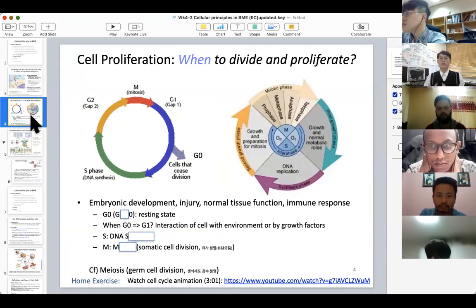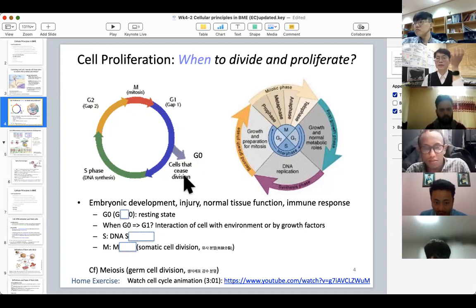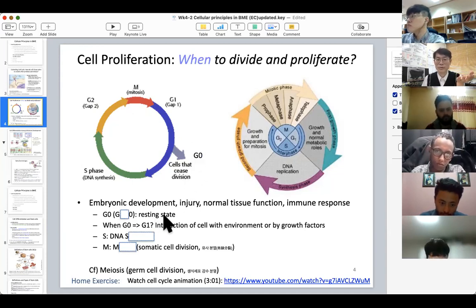So, cell proliferation. I'm sure you've learned this in your previous classes, but I just want to point out when cells divide and proliferate. You've seen these cell cycles. Many times the cells are in a static position, which we call G0. This is a resting state.